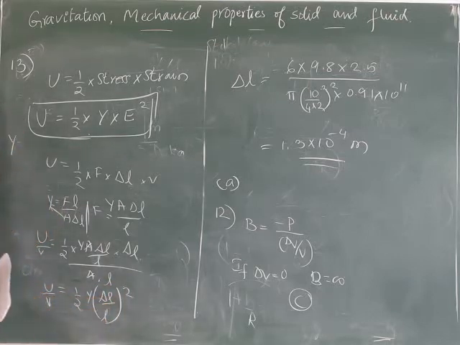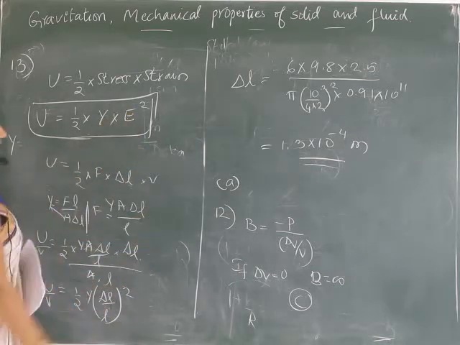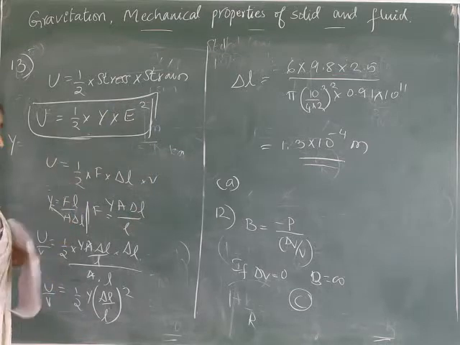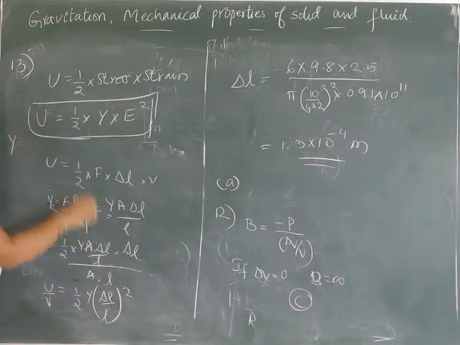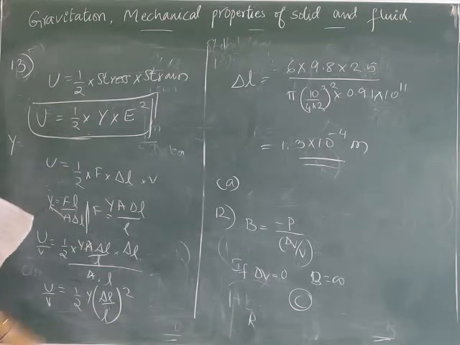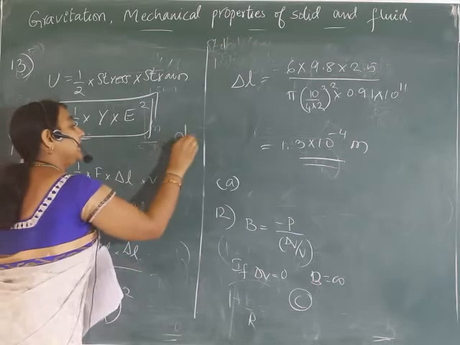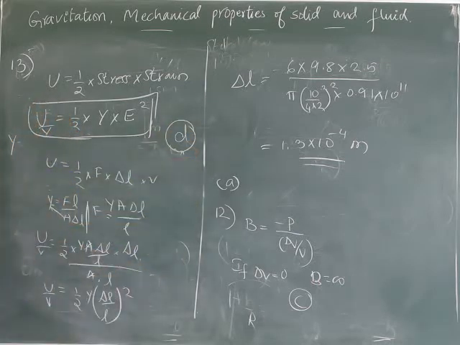Delta L by L is nothing but strain into Y. So strain they have given in the form of E. So therefore I can say U is equal to, actually energy stored per unit volume is equal to half into Y into E square. Option D. I hope you understand.